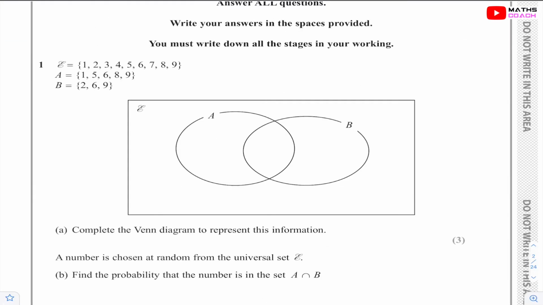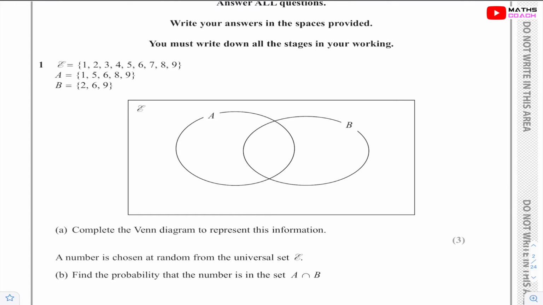So question number one, what do we have? We have a Venn diagram question. We are told that the data set contains the numbers, and in A only, so this is A only, we have all of these numbers, and in B we have all of those numbers. So let's start with this middle part here. This is the section that contains both A and B.